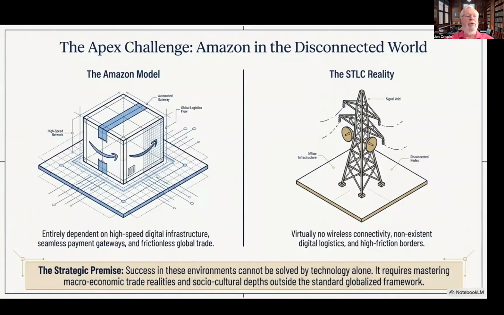So let's apply these theories to the 66 nations identified as science and technology lagging countries. These nations, such as Angola or Bangladesh, often lack internet infrastructure and wireless connectivity. So consider the challenges a company like Amazon would face when traditional digital engagement is not possible. This requires an executive to prioritize relationship building and face-to-face communication over standard technology.